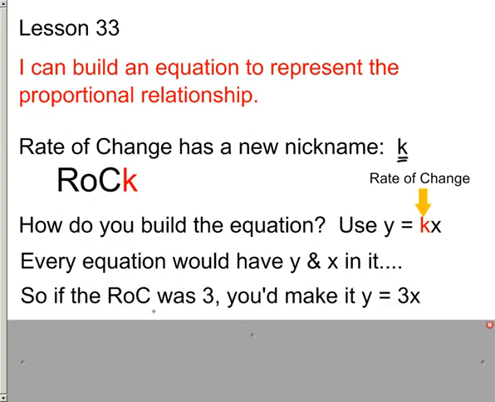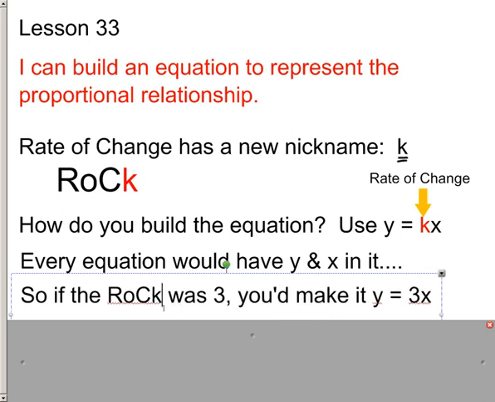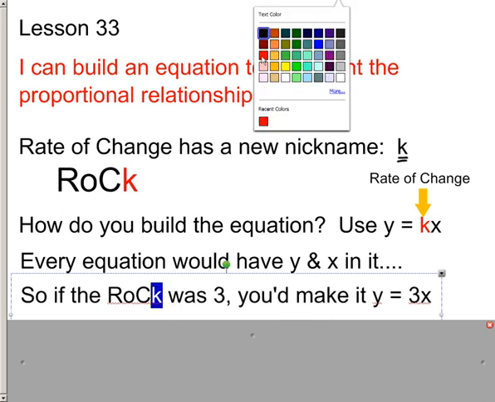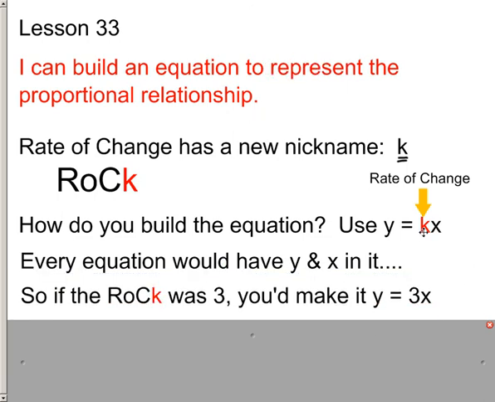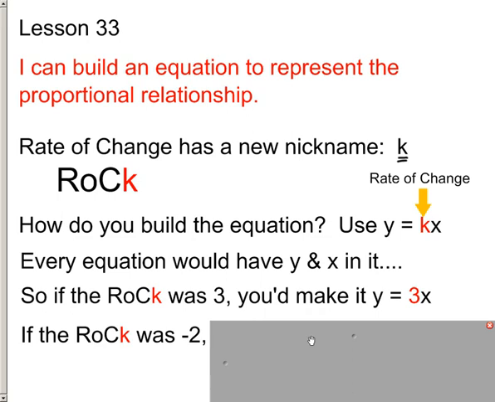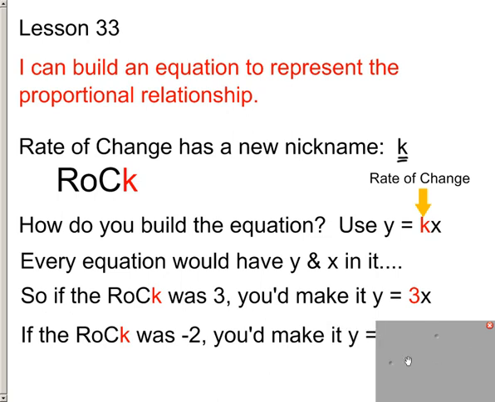So if my rate of change, if my rock, and let's just go ahead and put in that k right there, if my rock was 3, see where that k is right there in front of the x? Well, if my rock was 3, that would make that y equals 3x. That's the equation, and it's that simple. So let's go down and take a look at a few others. If the rock was -2, how would I build the equation? Well, it'd be y equals, then I would put in my rock of -2 and put the x right behind it.